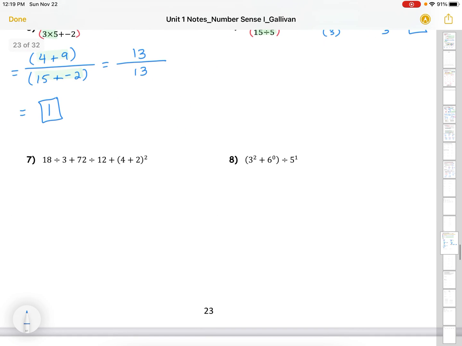Okay. Now these are getting more complicated, but at any point during a video, if you want to pause, try it yourself, then play the video and see if you got it right, you can check. You can try and do that.